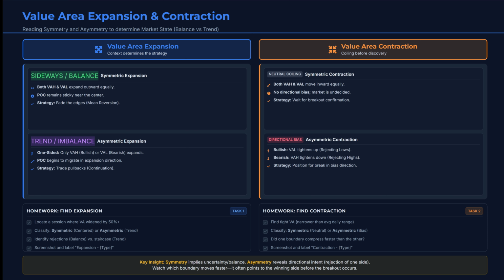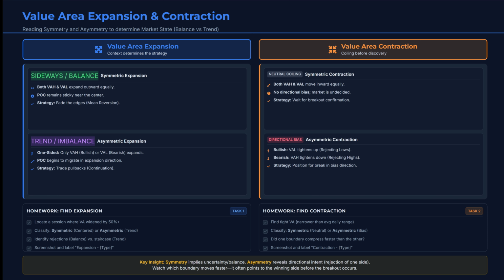Homework Task 1. Find an expansion example. Your first homework task is to locate a real example of value area expansion from your charts and classify it as symmetric or asymmetric. Here's your 4-step checklist. Step 1. Locate a session where the value area widened by 50% or more. Use your volume profile tool set to the full regular session to measure the opening range versus the final value area width. Step 2. Classify it as symmetric or asymmetric.